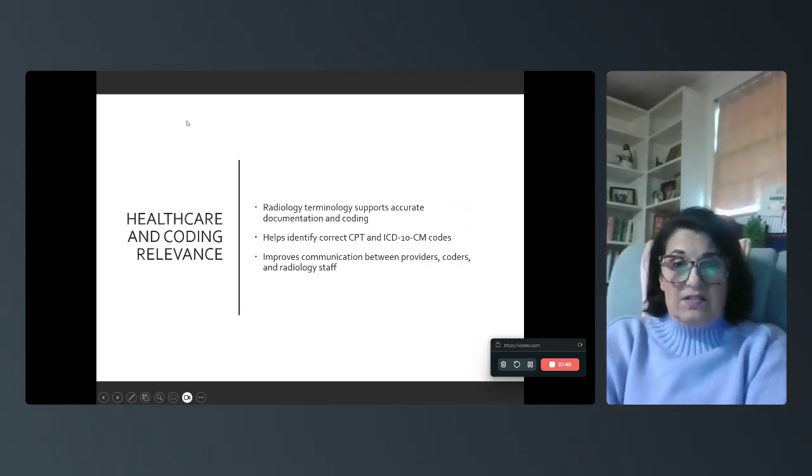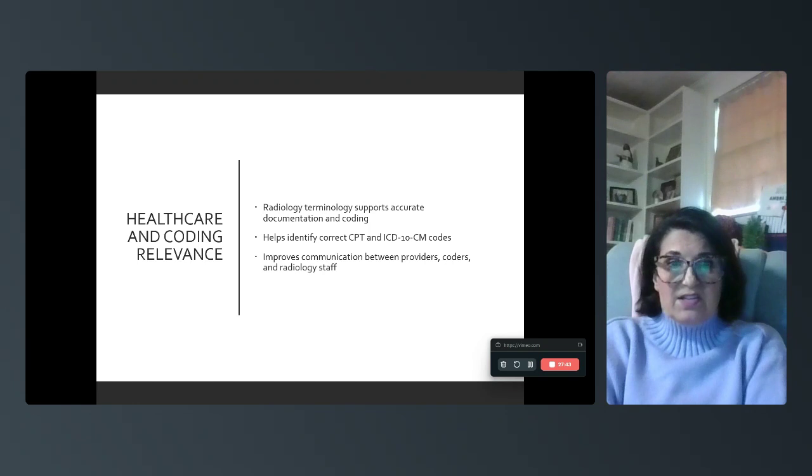Radiology terminology helps to support accurate documentation and coding. It helps to identify the correct CPT and ICD-10 codes, and it also helps to improve communication between providers, coders, and radiology staff.